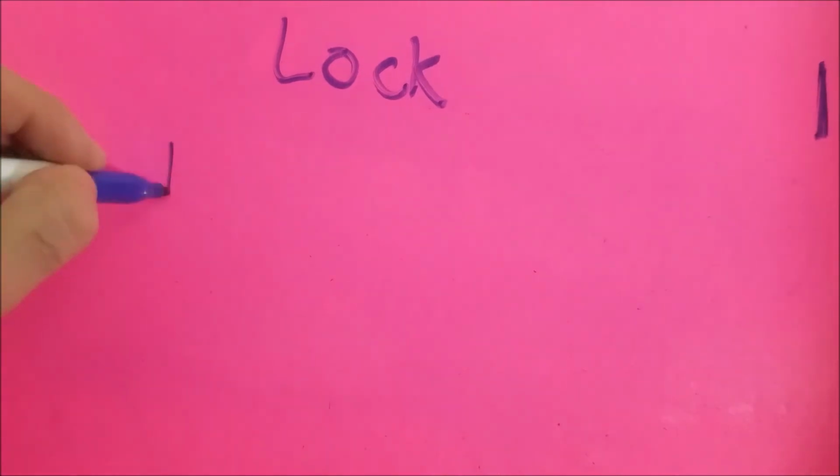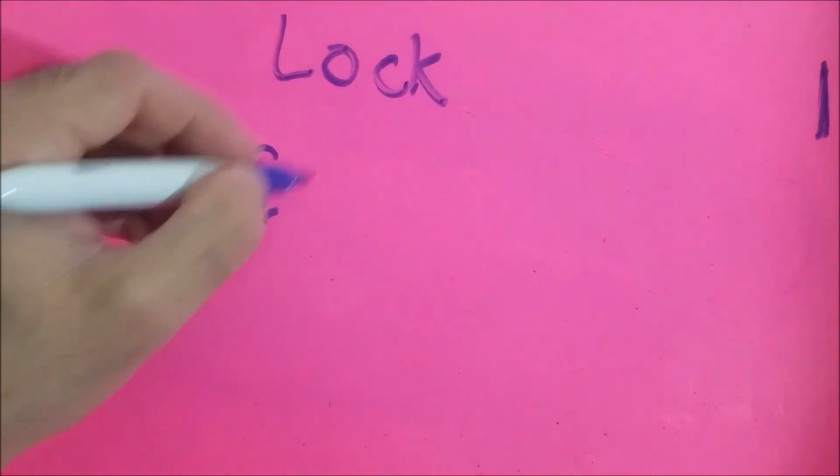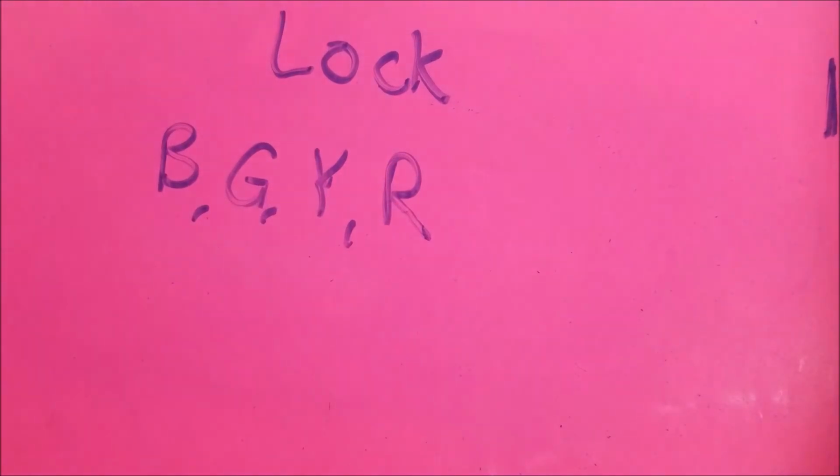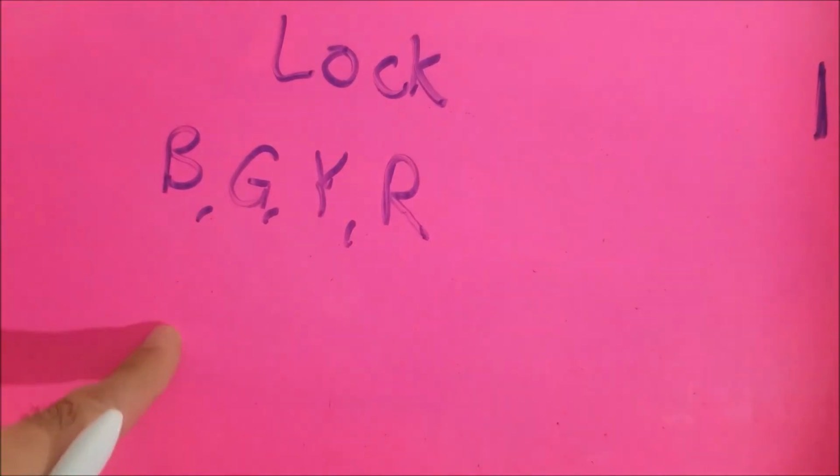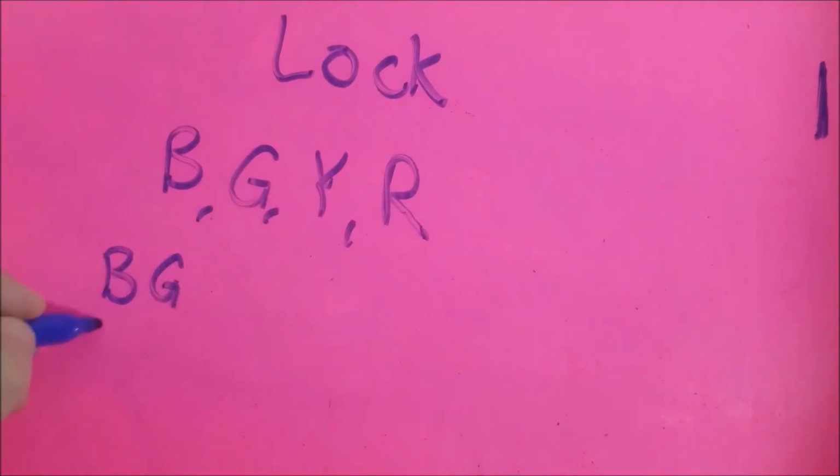So let's say we had a blue, a green, a yellow, and a red ball, or let's just say a square, and I wanted to pick 2 at a time. We can make our combinations. We can have a blue and a green. We can have a blue and a yellow. We can have a blue and a red.